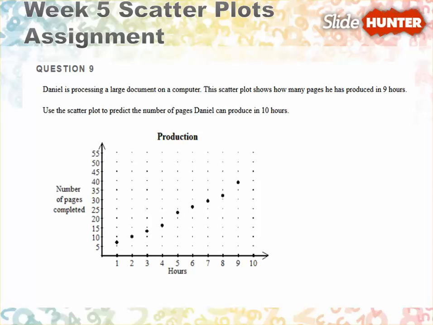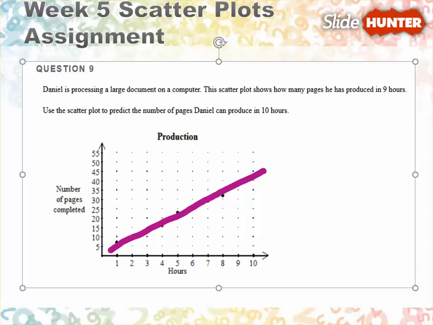So I can look at this and see there's a pattern. The more hours he works, the more pages he completes. And it looks like it's going up at a pretty steady rate. So I can just predict by looking at it informally, or you might prefer to draw a line on it to visualize it. So I just free-handed a line that looked like it hit most of those dots.